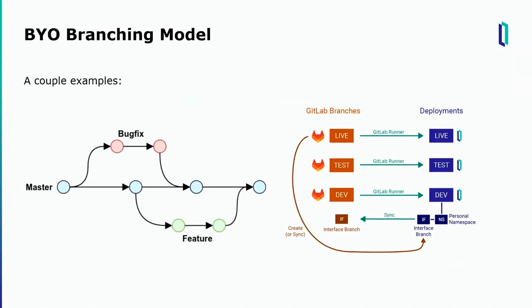All right, BYO, branching model. That stands for bring your own, because we don't provide you with a default branching model in Git. This is gonna differ from organization to organization and for the needs of your project. I've provided diagrams of a couple of examples.